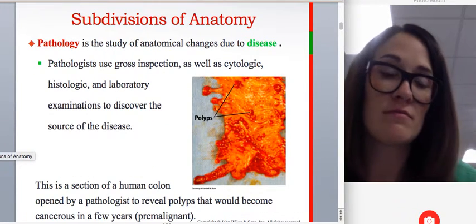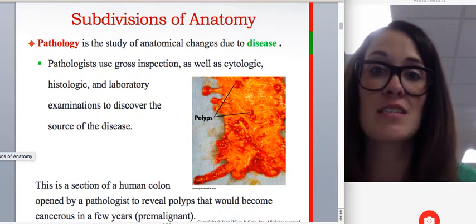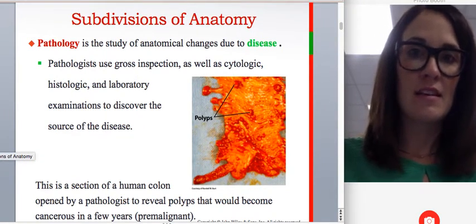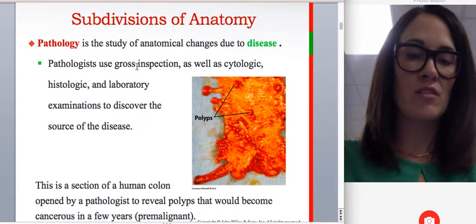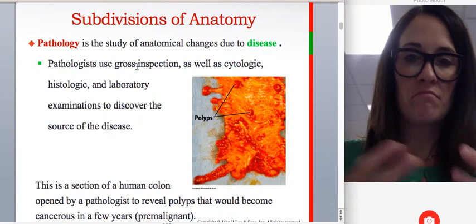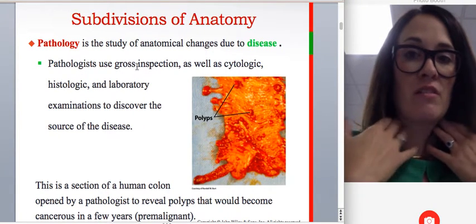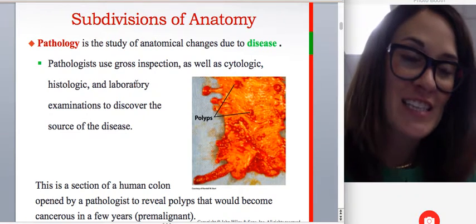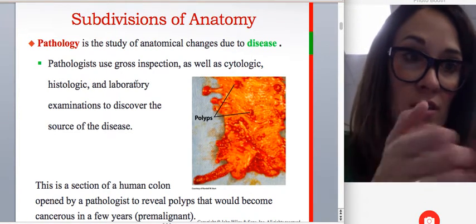Pathology, I think would be the most interesting to me, is the study of anatomical changes due to disease. They use gross inspection, looking at the color of something, or maybe it's in the wrong spot, or maybe a bulge is there that shouldn't be there, as well as cytologic and histologic examination, looking at the cells or the tissue samples.